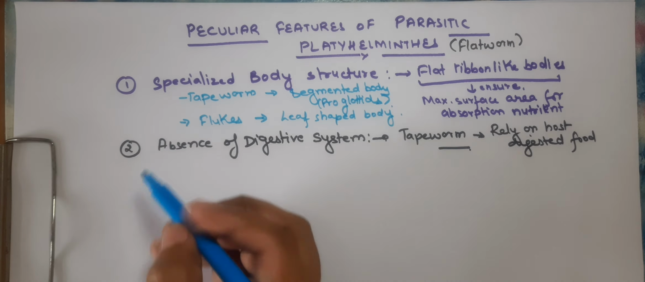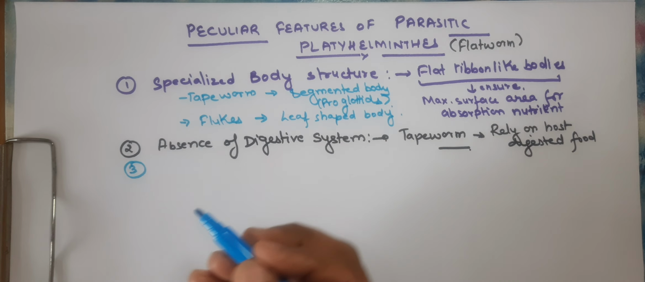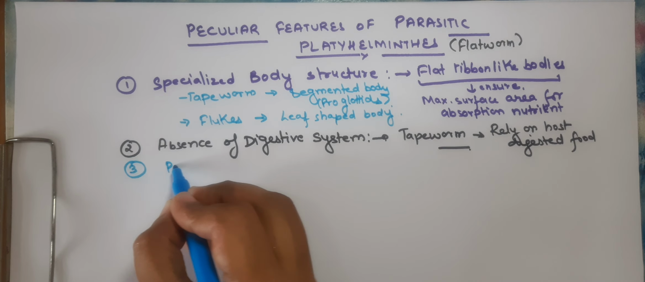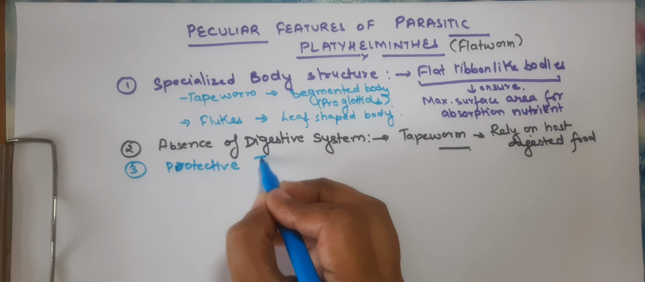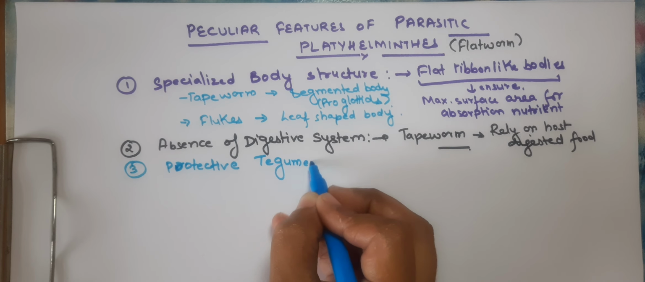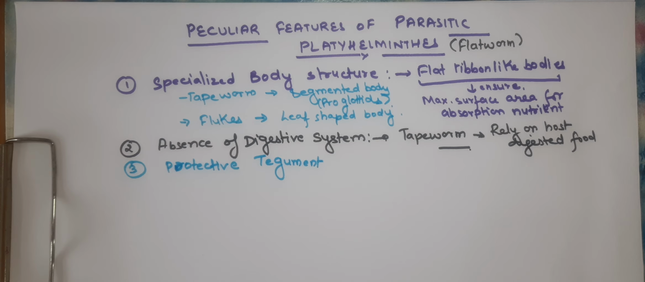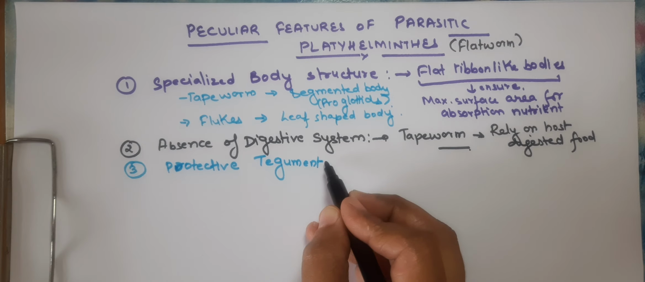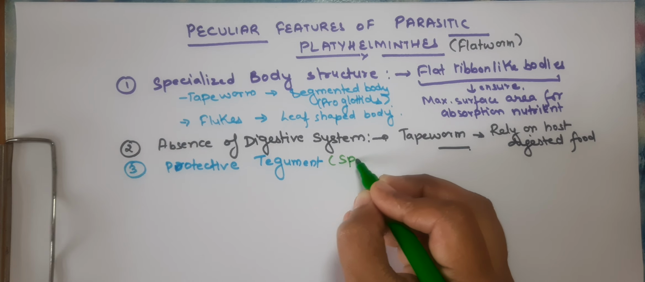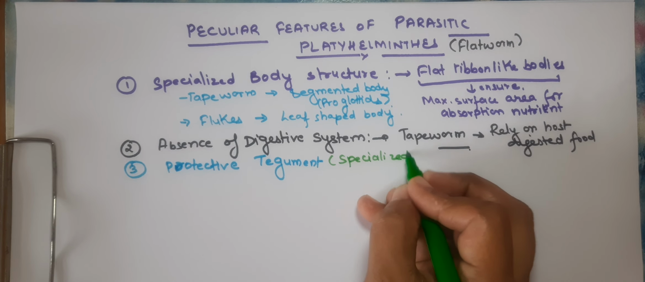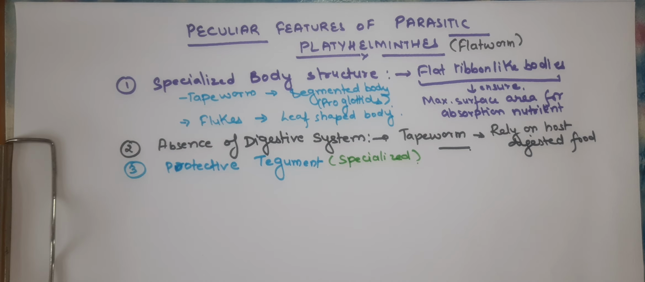Now the third peculiar feature about the platyhelminths is the presence of a protective tegument. Okay, so the platyhelminths' outer surface, known as the tegument, is highly specialized. So this tegument is highly specialized, okay, and it will provide protection against the host digestive enzymes and immune response.